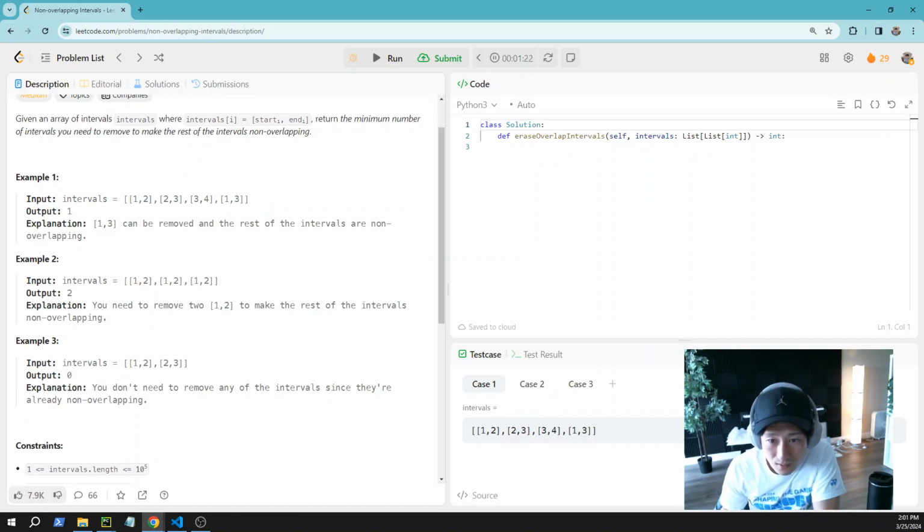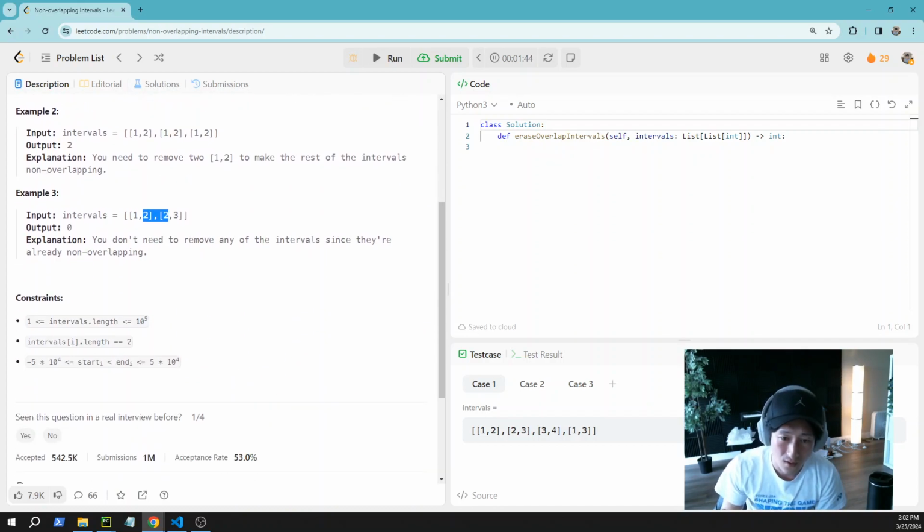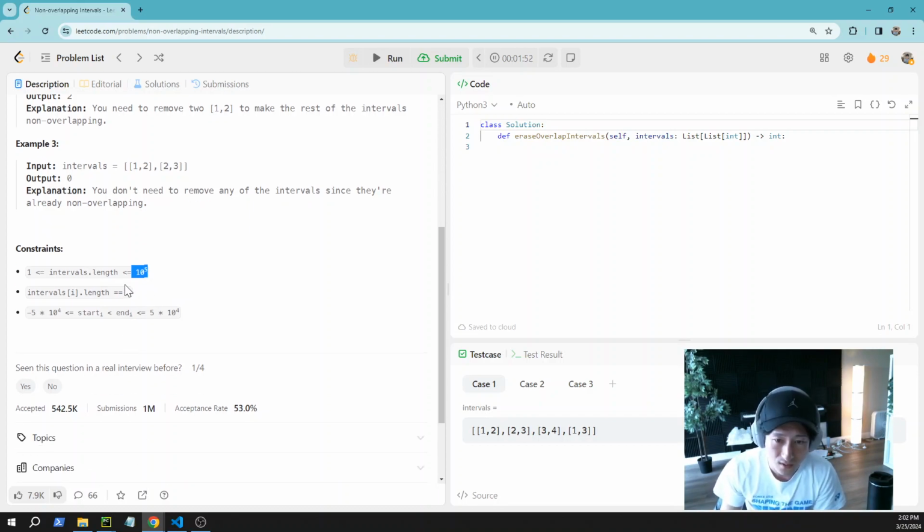We have [1,2], [1,2], [1,2], and obviously all the intervals are overlapped. That is why I need to remove 2 intervals, sure. [1,2], [2,3]. As I said, this kind of [1,2], [2,3] is no overlapping. The given interval is always length 2 for the start and end. This is interesting because start and end could be negative numbers, sure.